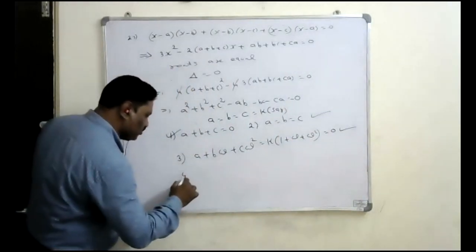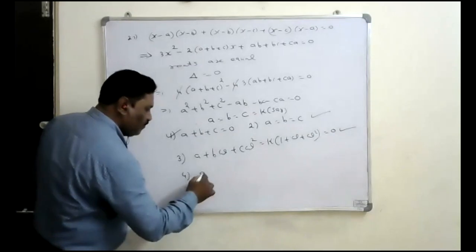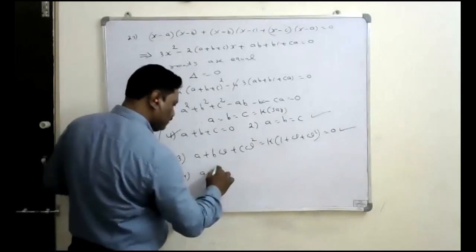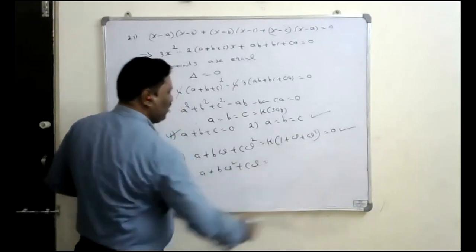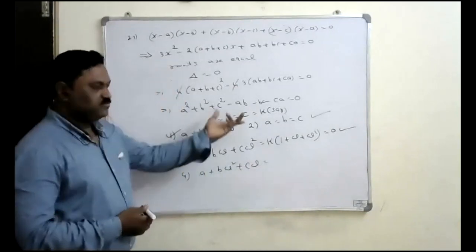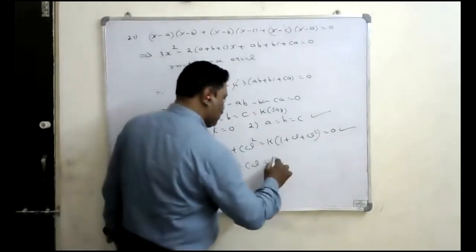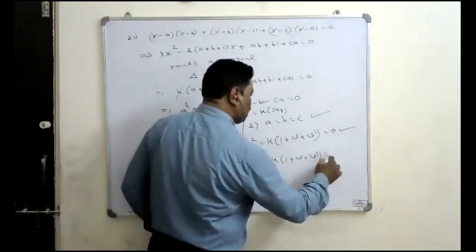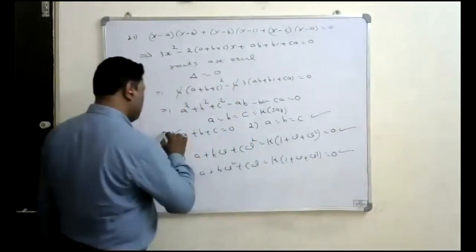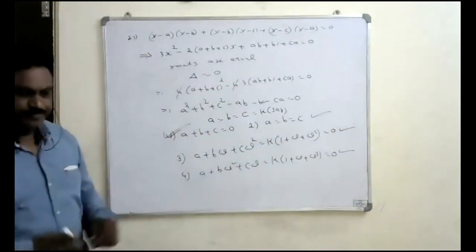So that's why that is not our answer. Then the fourth option, what is given? A plus B omega square plus C omega. Same procedure. Zero. Here also zero. That means this answer is also correct. That's why that is not our correct option. That's why the only correct option is the first option. There is no second.